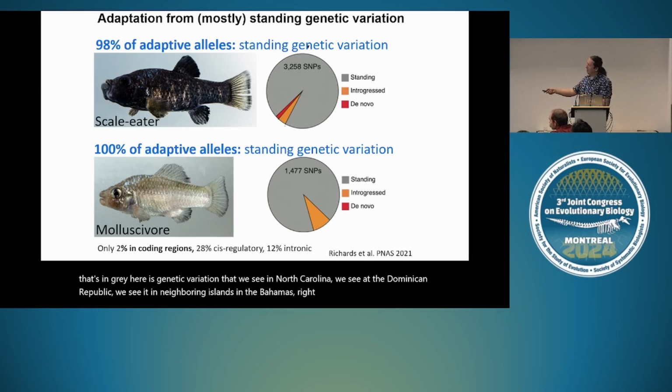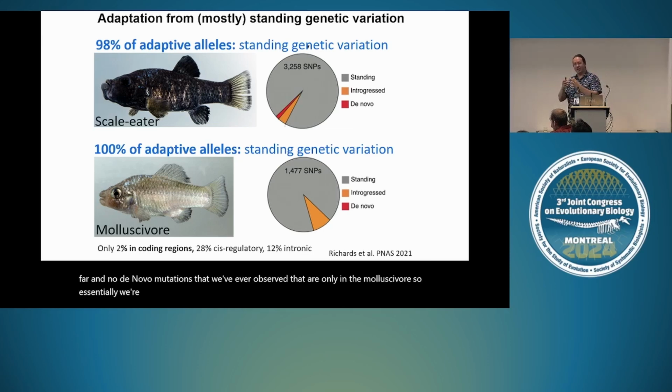And there's only this tiny little slice in red that represents de novo mutations that we've only observed in the scale eater so far, and no de novo mutations that we've ever observed that are only in the molluscivore. So essentially, we're taking pre-existing genetic variation to build these novel trophic specialties.